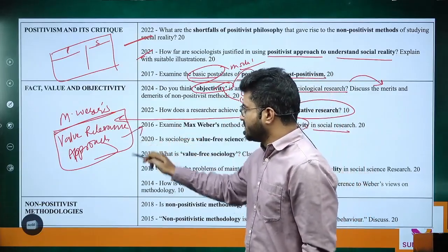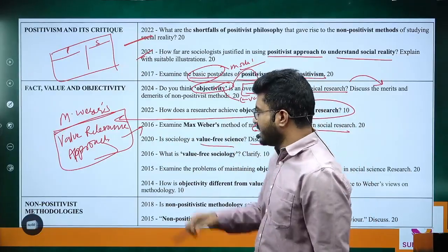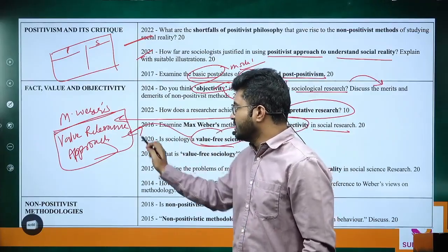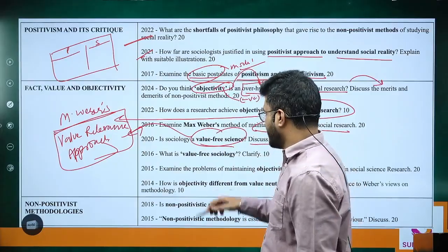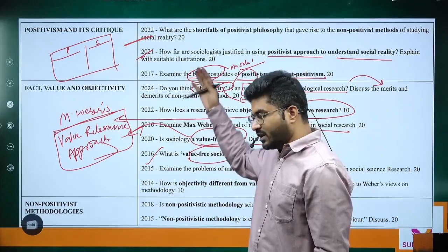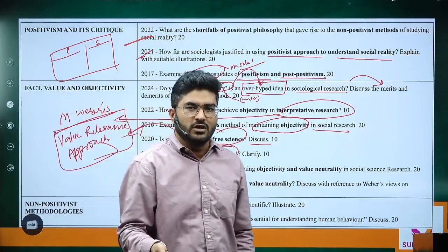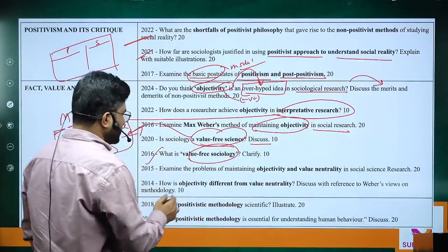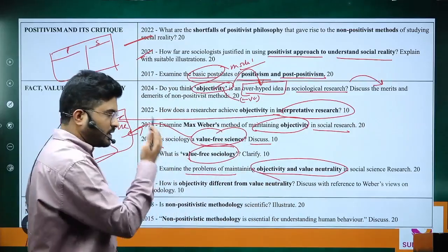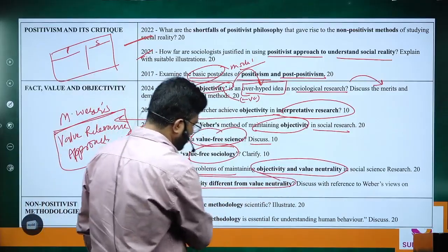Again, we have to write this particular concept. Is sociology a value-free science? Discuss. Again, we have to focus on objectivity, then focus on value relevance and value neutrality. What is value-free sociology? Same question. Look for the repetitions. Every time, UPSC has been repeating its questions in the PYQs. Okay. Examine the problem of maintaining objectivity and value neutrality in social research. Same type of question. How is objectivity different from value neutrality? Again, same type of question.